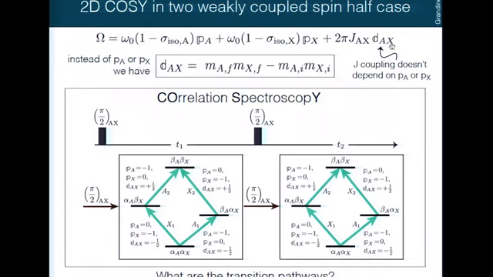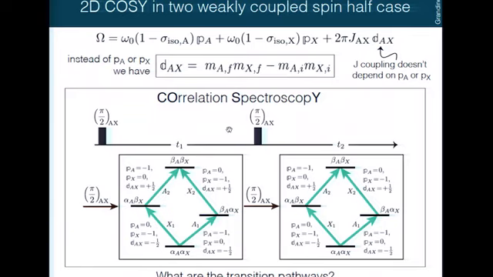The J coupling is just like that first-order quadrupole coupling. It doesn't depend on P. It depends on something I'll call D again. It's MA final, MX final minus MA initial, MX initial. And that, again, is going to be invariant under a pi pulse applied to both spins. But I'm not interested in that experiment.